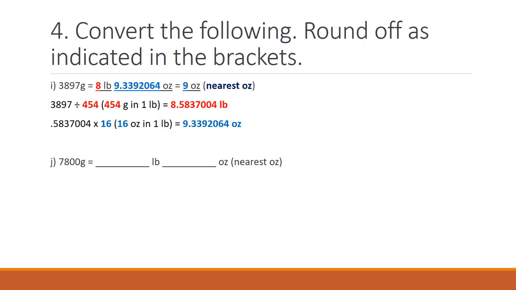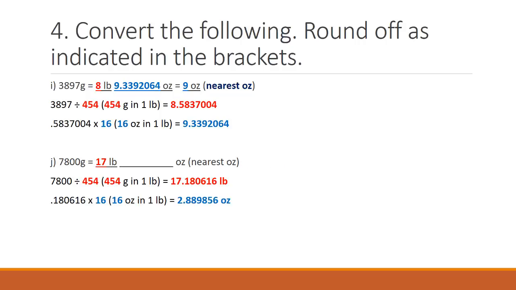Let's take 7,800 grams and do the same thing. Again, we're looking at our relationships. How many grams in a pound? 454. Let's divide the amount of grams that I have by 454. I get 17.18061 pounds. That rounds, I take that 17 pounds, the no-brainer.